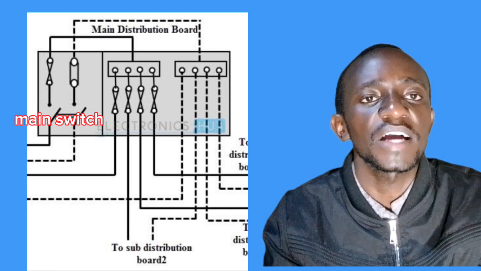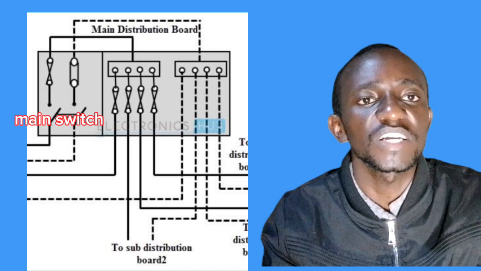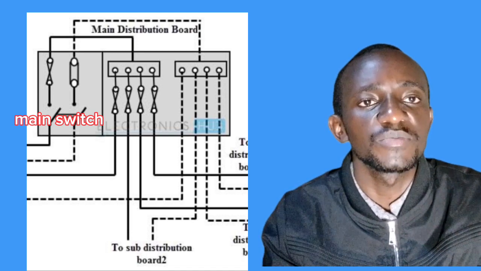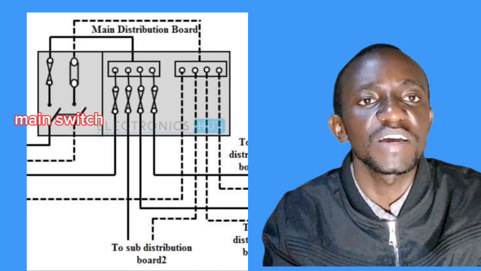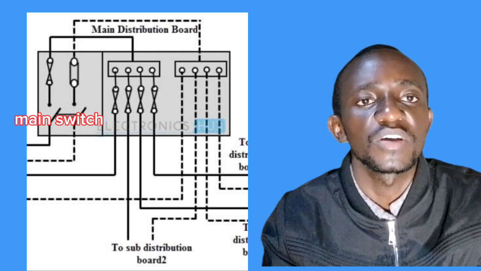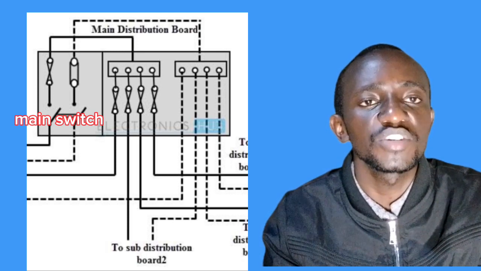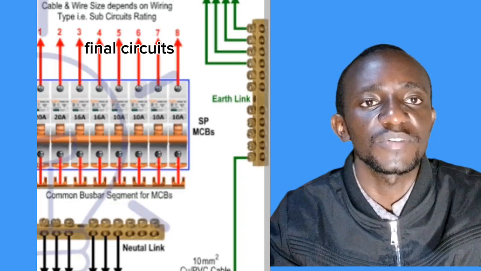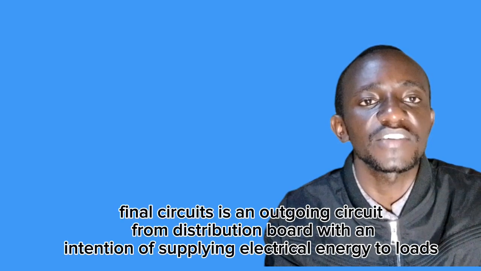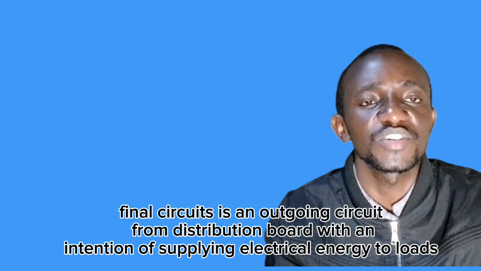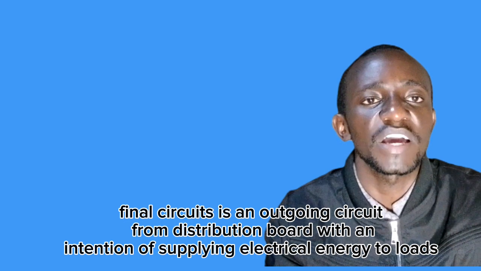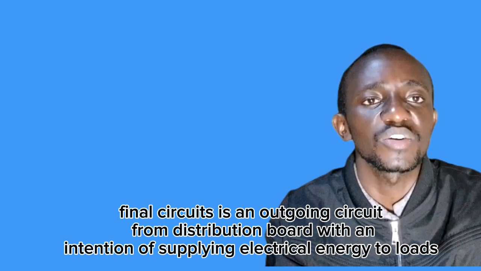But currently, with the improvement of technology, a double pole circuit breaker is mainly being used by most people to do the control. So we have the main switch and we have the distribution board. It is from the distribution board that all final circuits originate. We are going to cover what final circuits are, but just to give you a hint, a final circuit is any circuit originating from the distribution board with the intention of supplying electrical power to any load. That's what a final circuit is.